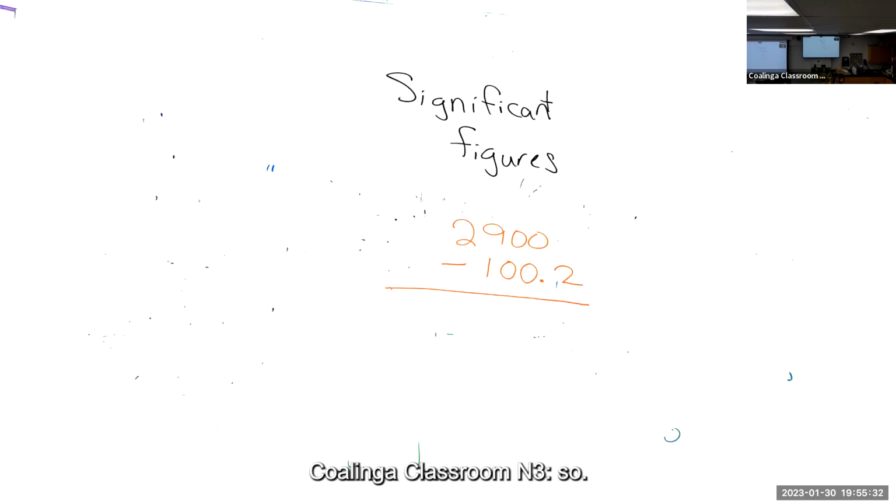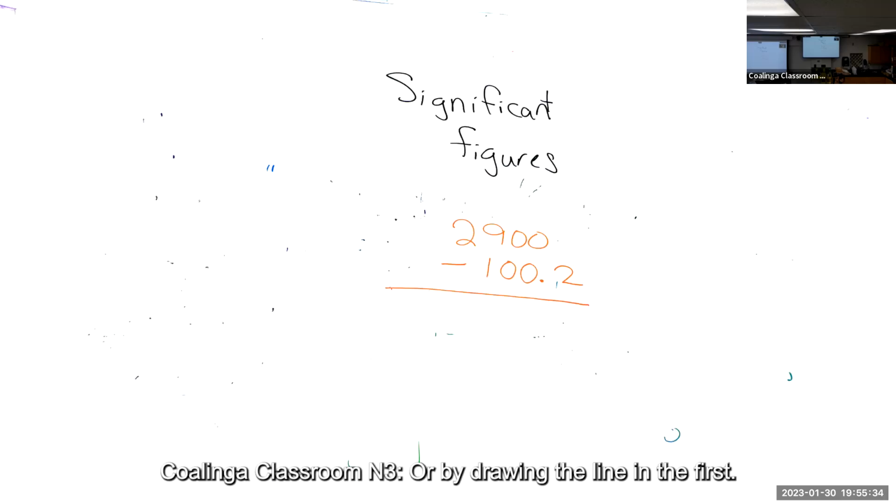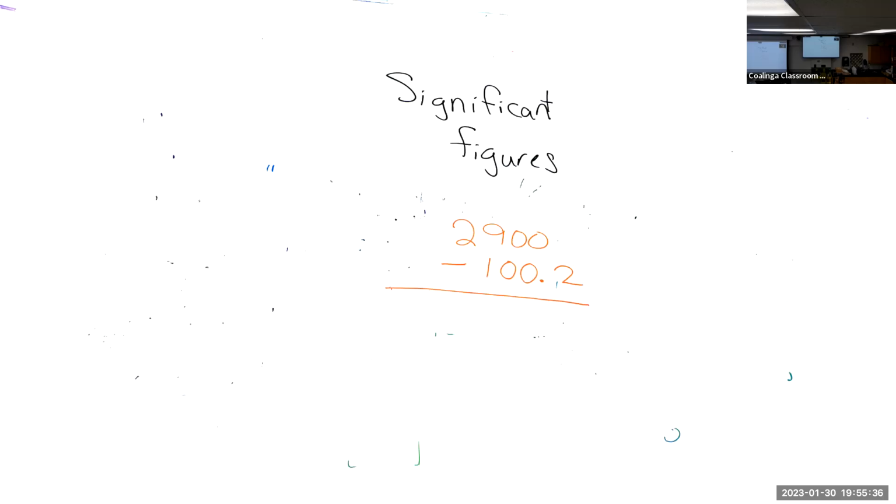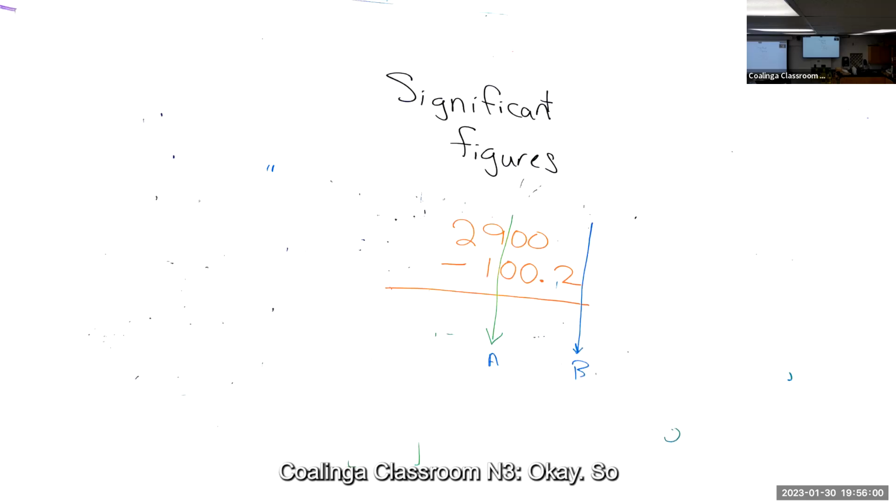Okay. So where am I drawing the line in the first one? How many sig figs? 2 sig figs. So where do I draw the line? After the line. Okay, second number. 4. Okay, making it real easy now, right? Just 2. Okay, so we do the math.